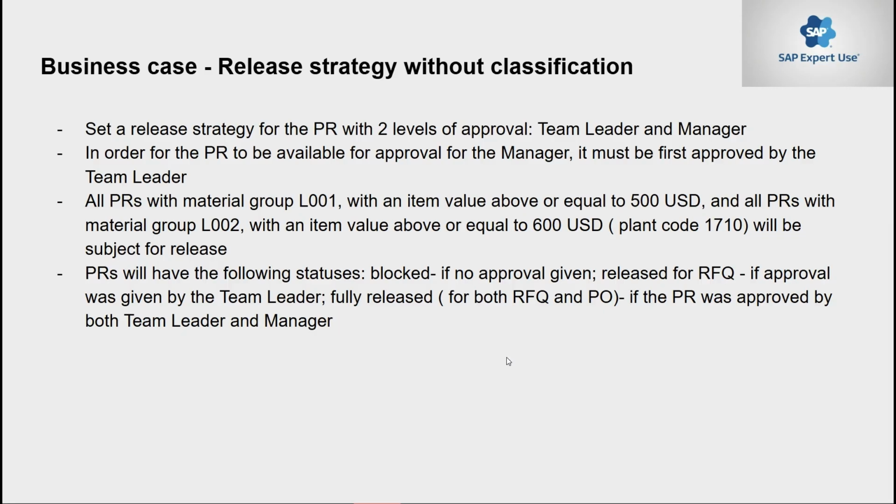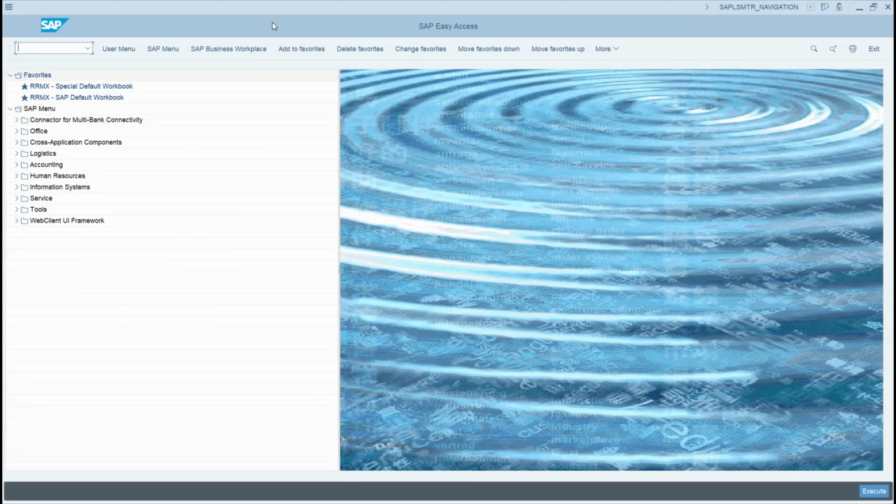So blocked if no approval was given. If the leader has approved the PR, then they will be released for RFQ only, but not for PO. And once the manager also is granting his approval, then the PRs will be fully approved. That means that they can be referenced in both RFQs and POs. And now let's go into the system. And I'll just go to SPRO.